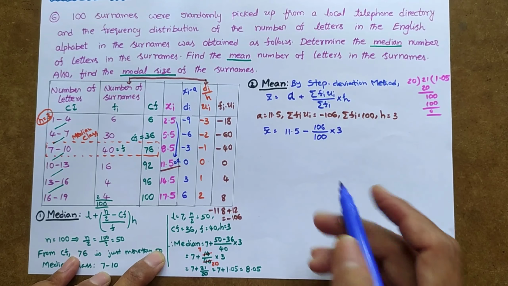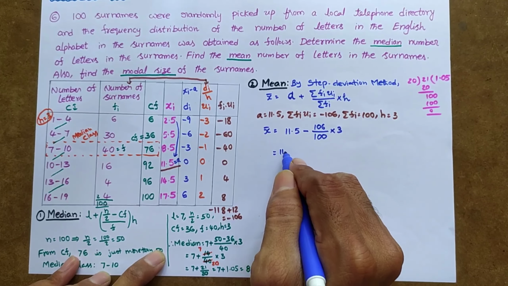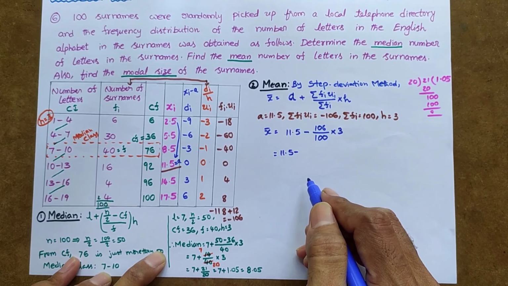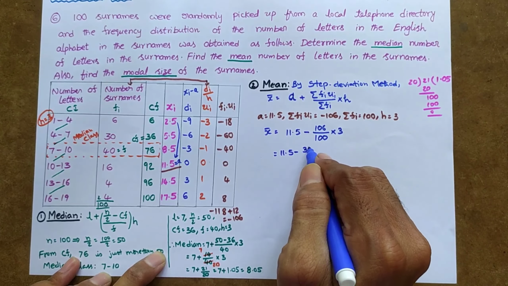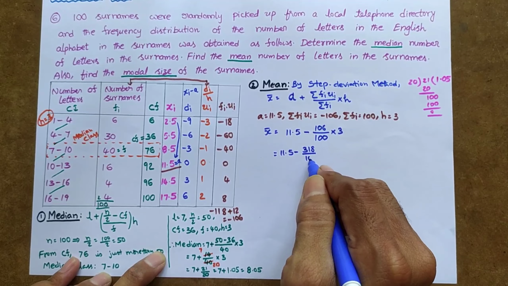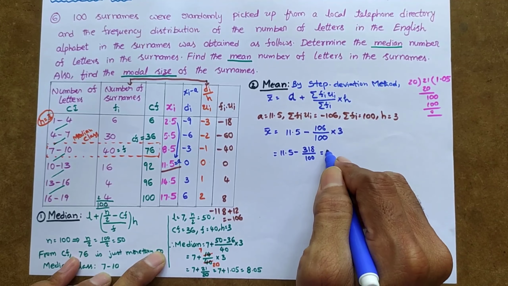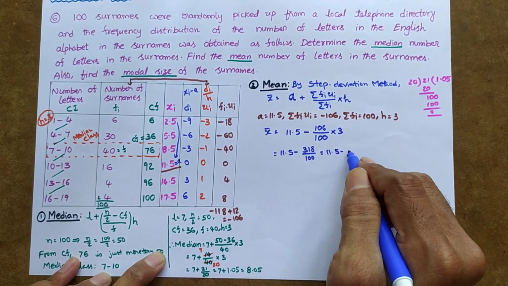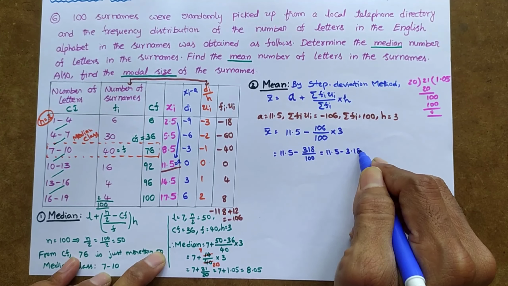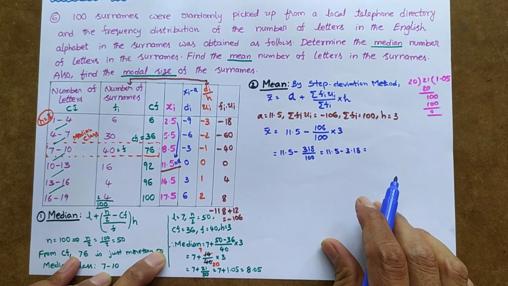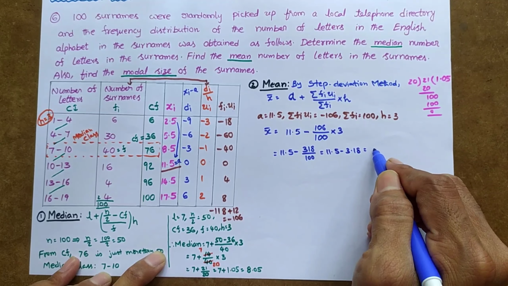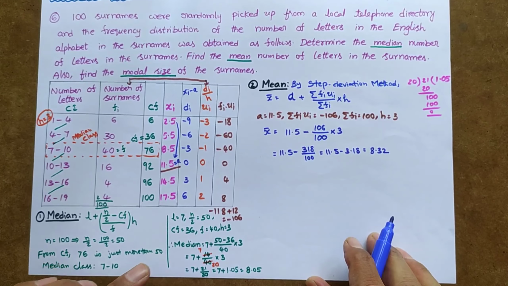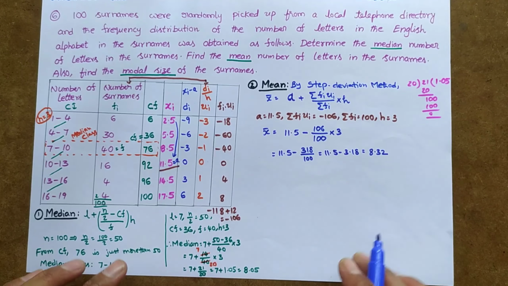Clear? Now let us solve it. 11.5 let us write as it is, minus 3 into 106. 3 into 106 is 318 by 100. So here this will be 11.5 minus, since we have 2 zeros here, 3.18. So 11.5 minus 3.18 is 8.32. So here we got the value of the mean also.